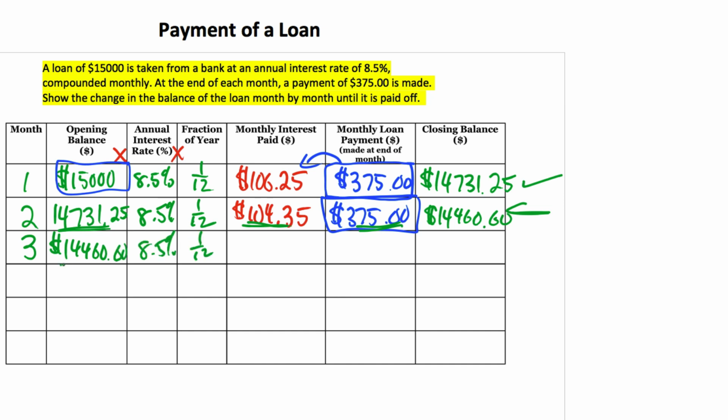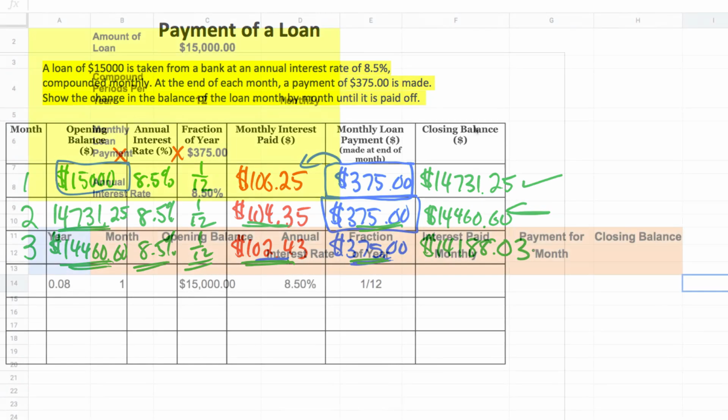Take our opening amount, multiply by our interest rate, divided by 12. Our interest for this month, a little lower, $102.43. And our monthly payment. Remember, our monthly payment is paying off this interest, and the rest of the amount is being used to lower our opening balance. So opening balance plus interest minus payment, our closing balance at the end of 3 months is that number.